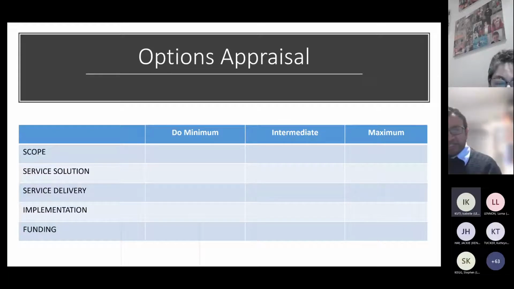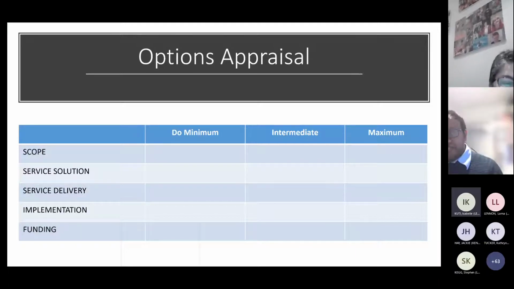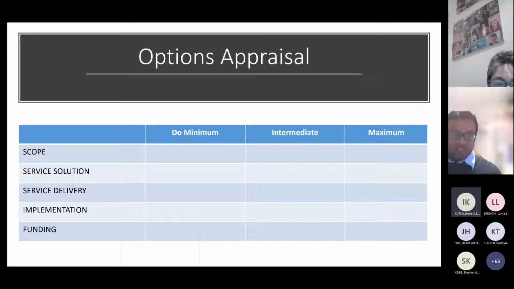Service delivery is who's going to do it. For this example, it would be a local contractor, a national contractor, or an international contractor, but there are other ways of doing it. For implementation, the minimum would be to do it bit by bit: you do your first bit, London to Birmingham, then Birmingham to Liverpool, and so on, as a staged approach. The intermediate would be to do a number of segments at the same time.